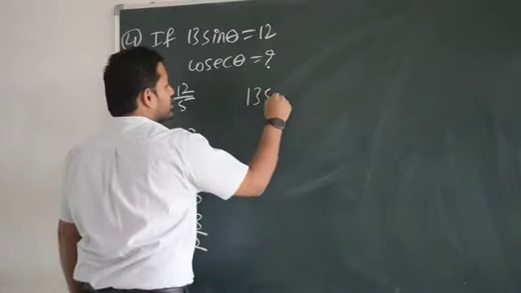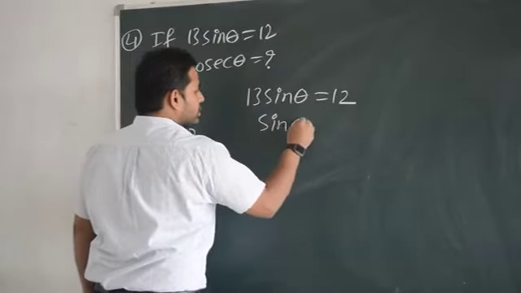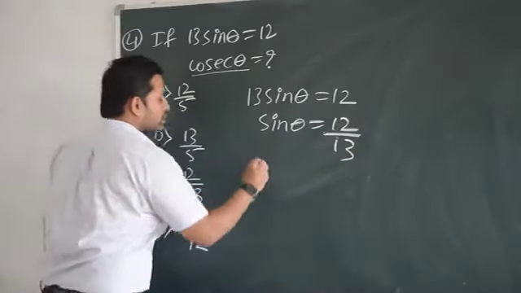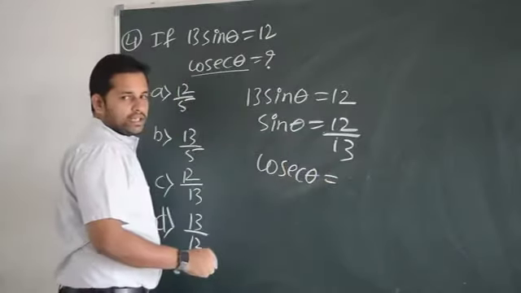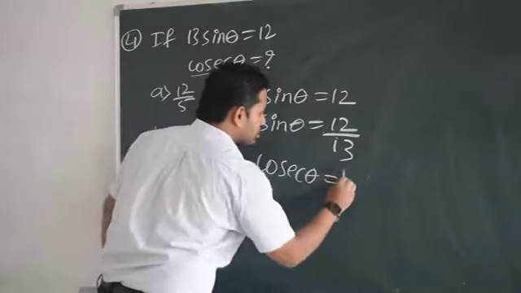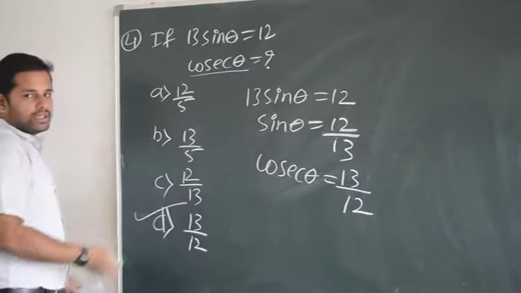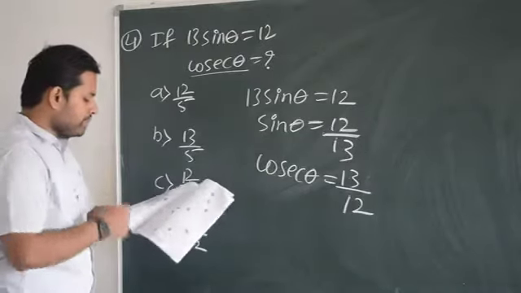So what is given? 13 sin theta is equal to 12, right? So sin theta becomes 12 divided by 13. We are asked to find cosecant theta. What is cosecant theta? It is just the reverse of sin theta, right? So sin theta is 12 by 13 means cosecant theta becomes 13 divided by 12. So which is the option? Option D is correct. Please solve it in the examination paper and write down the answer.